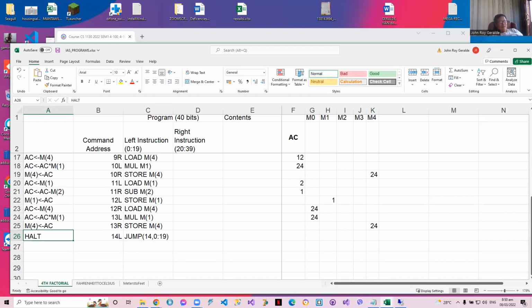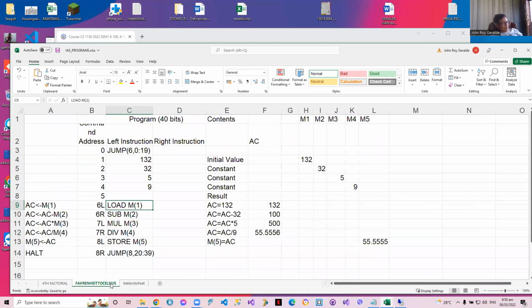Any questions? Any questions? You can download that, no? I will not give you a new assignment yet because you have a pending assignment. Now, there's a Fahrenheit to Celsius.